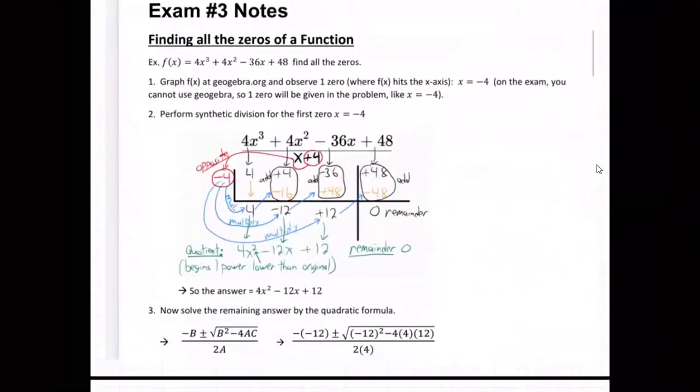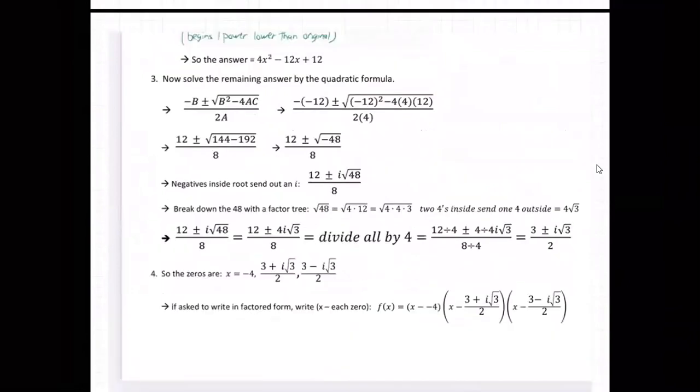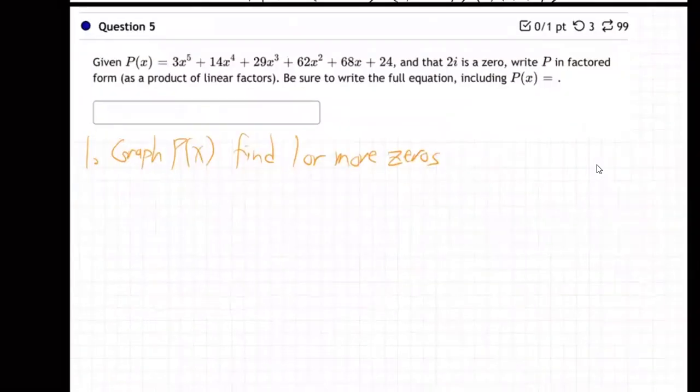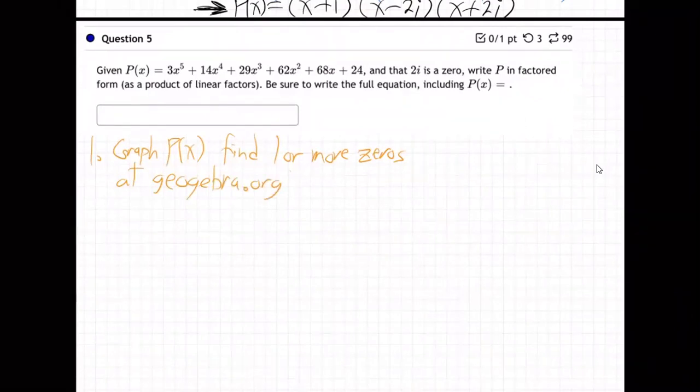And I even show how to write factored form at the very bottom. If asked to write in factored form, x minus each 0. There it is. So, all right. So that's what we'll do at the very end. So graph at geogebra.org. So I'm going to graph this function. I'm going to cruise on out now to geogebra.org. Let's go there.